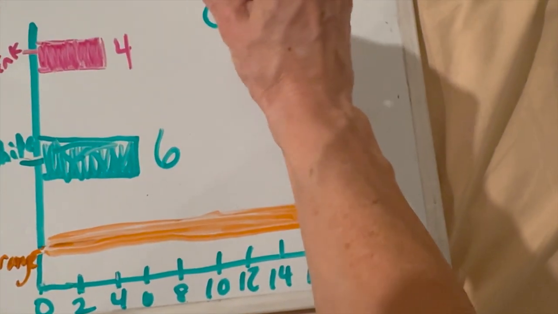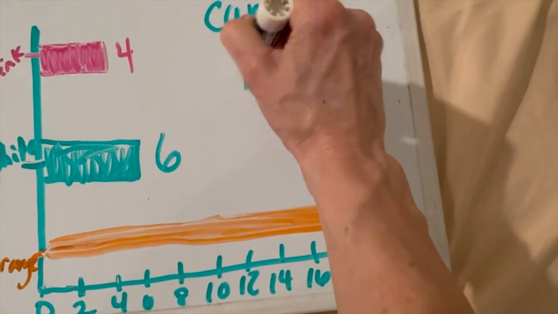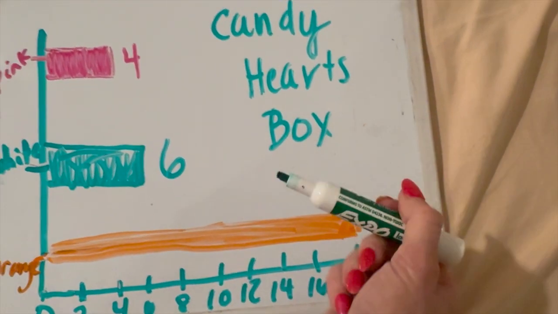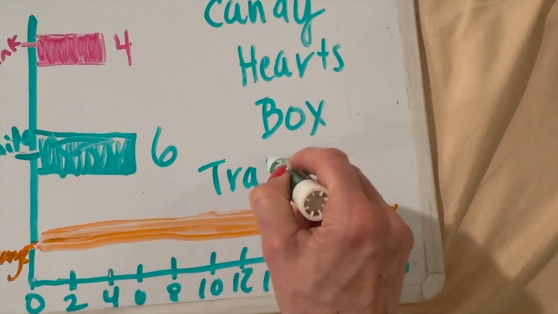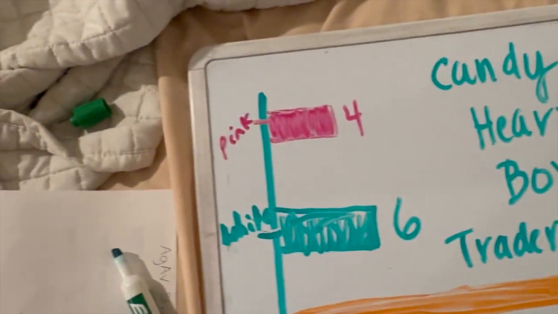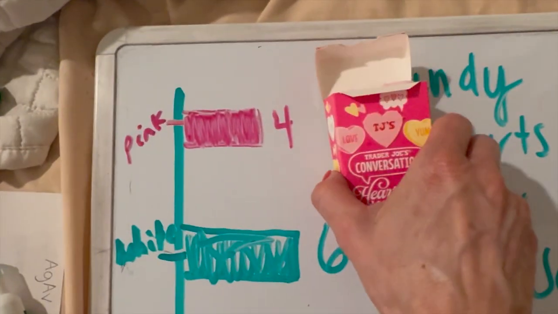Then for the 6 candy hearts in white, I'm representing it in green because my black marker was dying, if you couldn't tell in the last little clip I showed. Then we're also going to show the 4 candy hearts as a bar for 4.